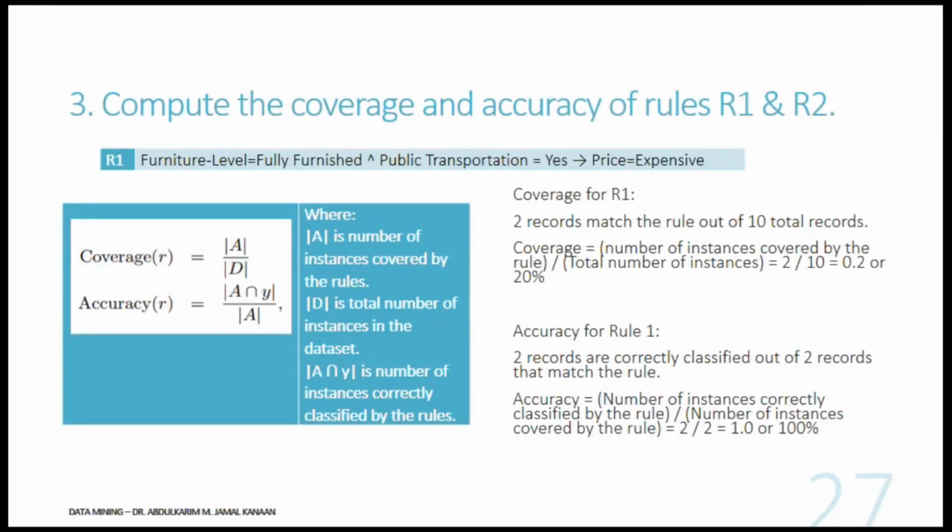Compute the coverage and accuracy. We got an example earlier, so we can refer to how we calculated coverage, and only for rule 1 and 2, not for all rules. So we take rule 1 and calculate the coverage. We find that only 2 records match the rule out of a total of 10. Then the coverage is 2 divided by 10, 0.2. That means this rule covered only 20% of our data set. For accuracy, 2 records are correctly classified out of the 2 covered records. Then the accuracy is 100%. Right? And the same for rule 2.